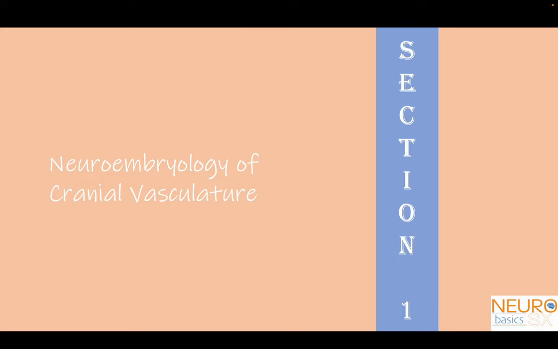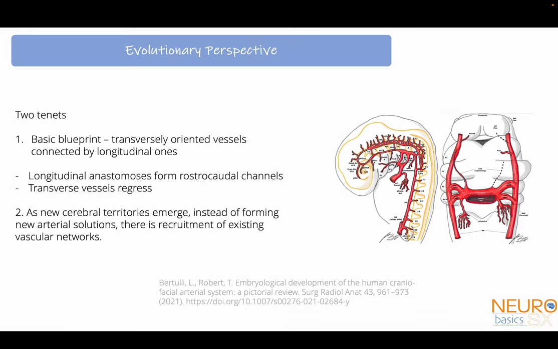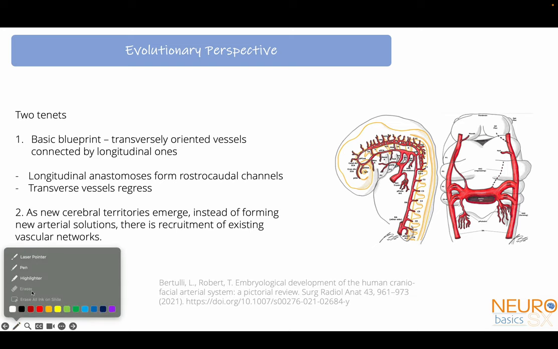So coming to the first section for today, that is the Neuroembryology of Cranial Vasculature. So from an evolutionary perspective, there are two basic tenets that are followed whenever the vasculature of the entire body is decided. The basic blueprint is that there are transversely oriented vessels, and these are connected by longitudinal ones.